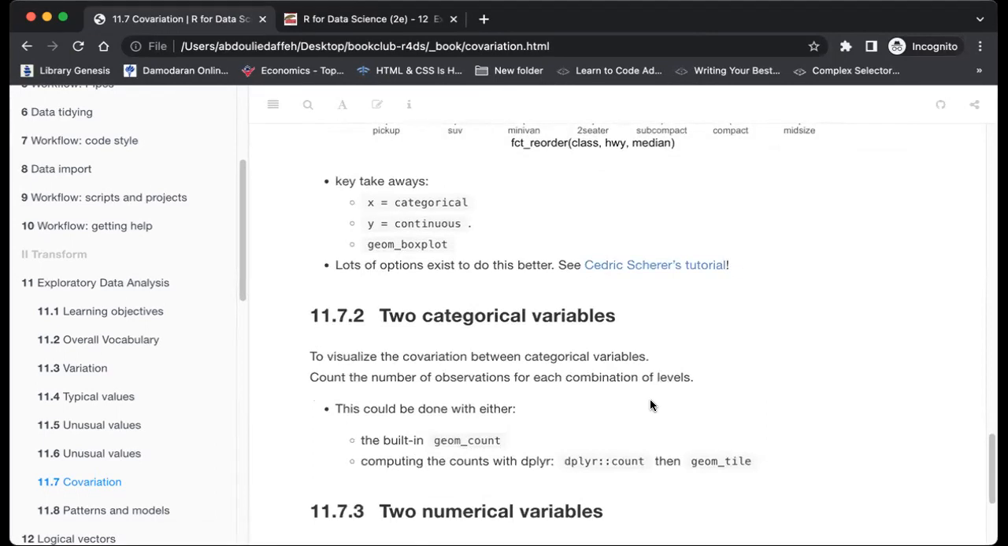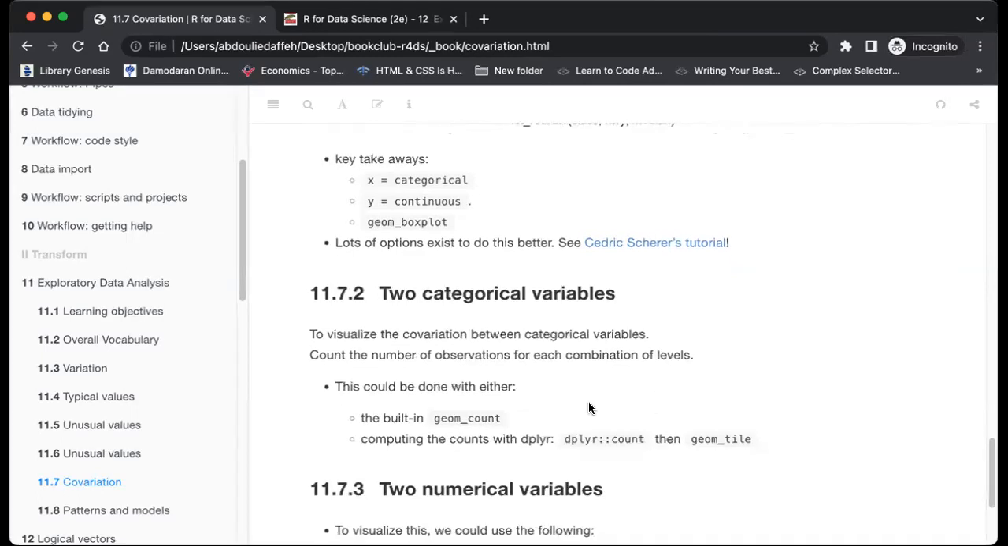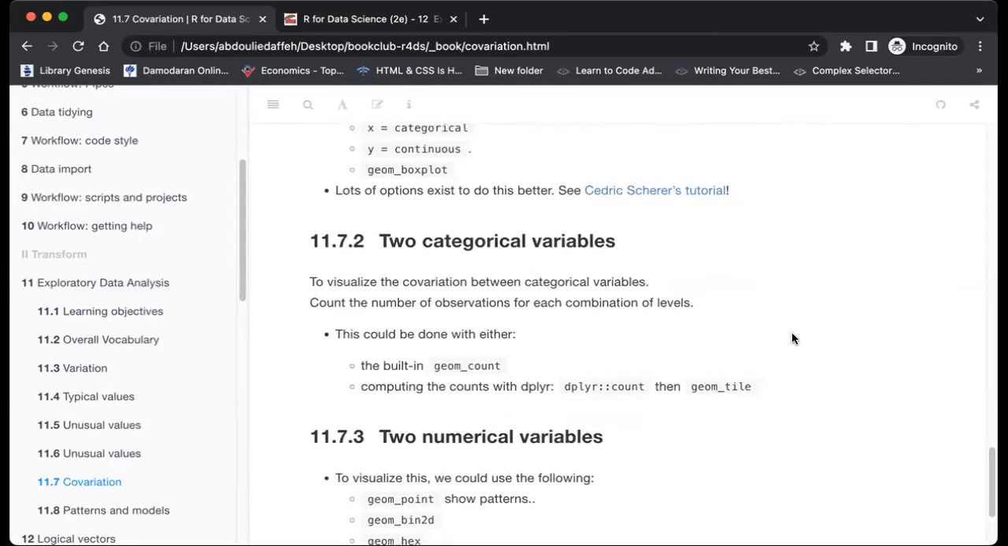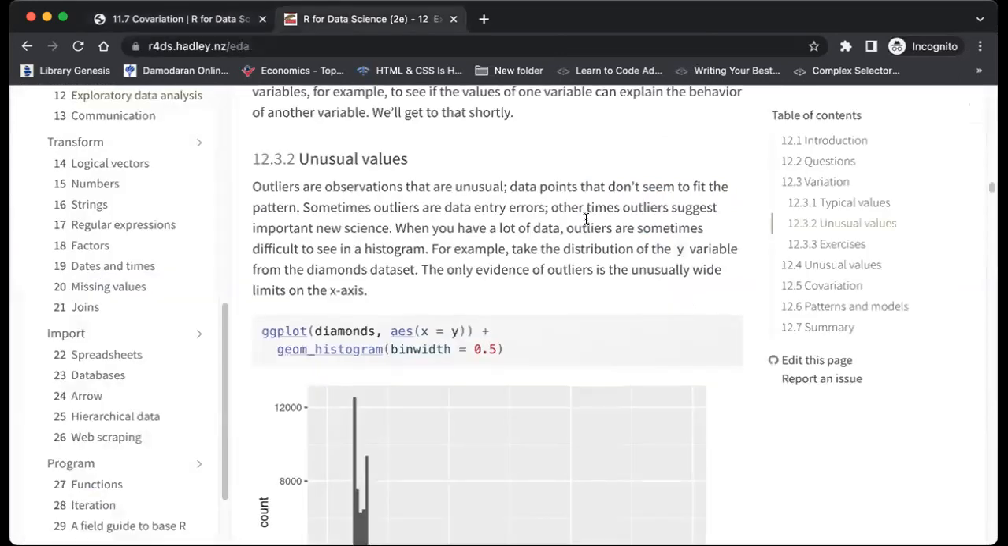So when we have two categorical variables, to visualize the covariation between them, count the number of observations for each combination of levels. This could be done either using the built-in geom_count or by using the dplyr count and then geom_tile. I didn't bring these graphs, but I think we could easily see them from the book.